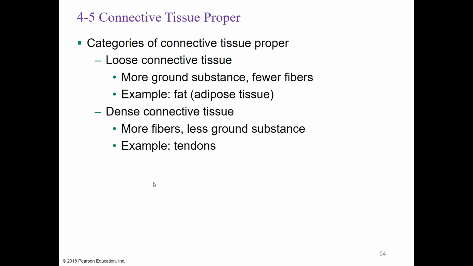And then dense connective tissue is going to have more fibers. So more long stringy fibers running through it. We're going to talk about what those fibers are as we get a little further. There's less ground substance in this, so it is going to be a little bit more sturdy. An example would be a tendon, tendons being the tough tissue that connects muscle to bone.